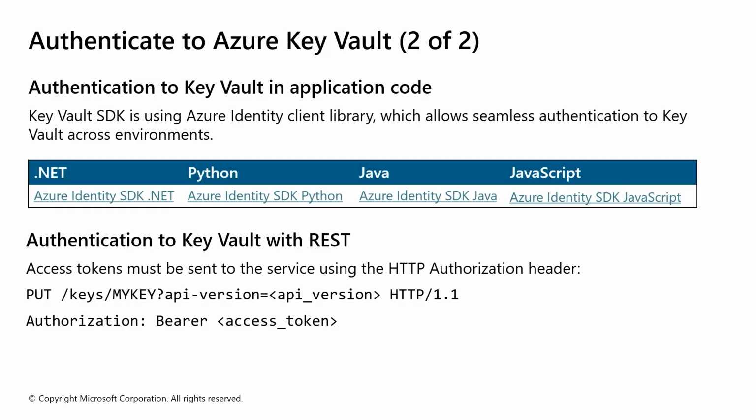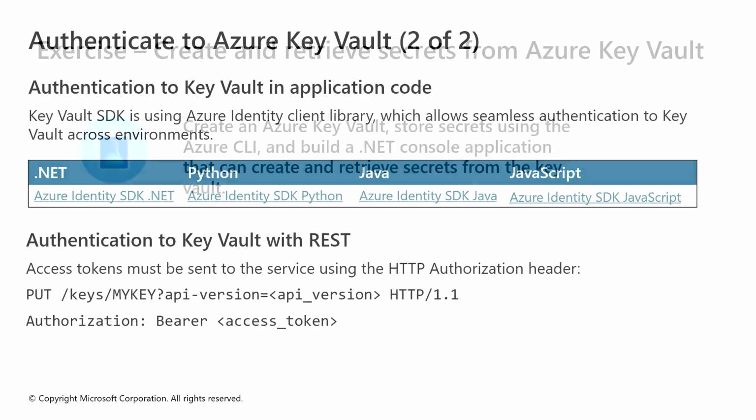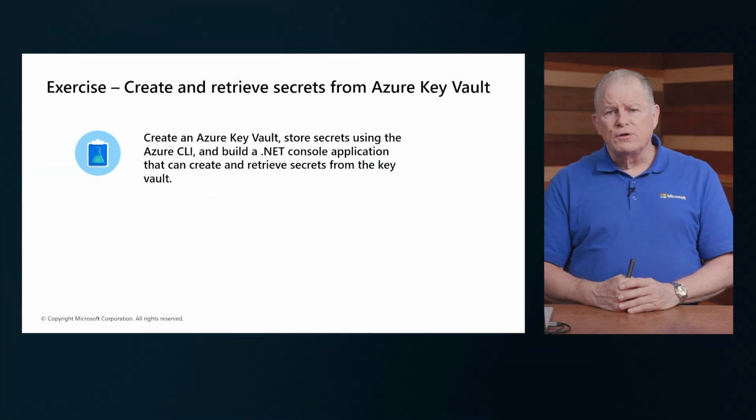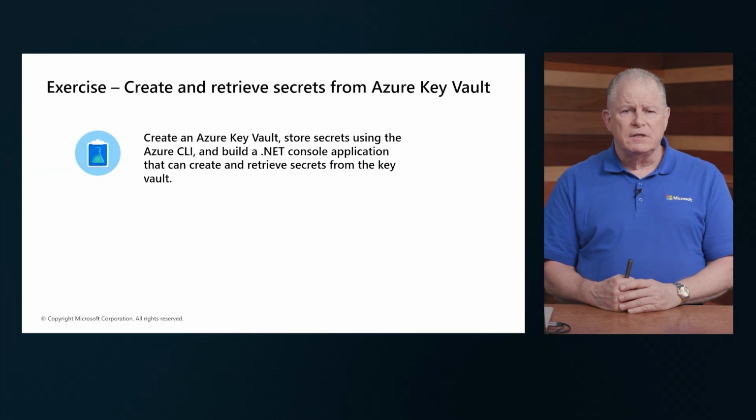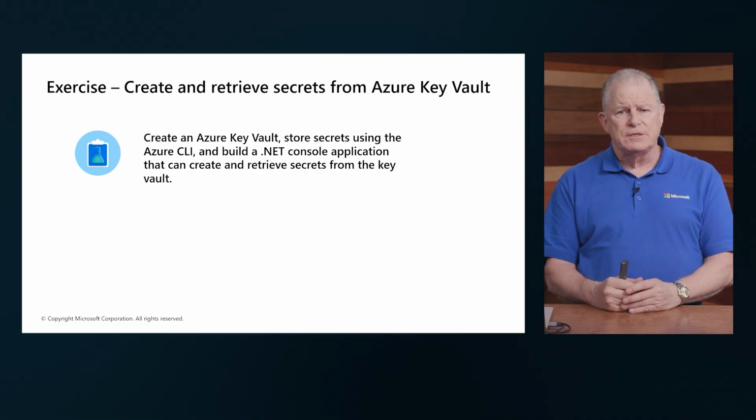We've talked about authentication and authorization. So the authentication to the Key Vault to gain access, especially from application code, is available for you. We've got a whole set of different SDKs, depending on what your development platform is, that all provide access to the methods that we're talking about. So let's go off and do an exercise of creating a Key Vault and then building an application to be able to access the information in the vault.